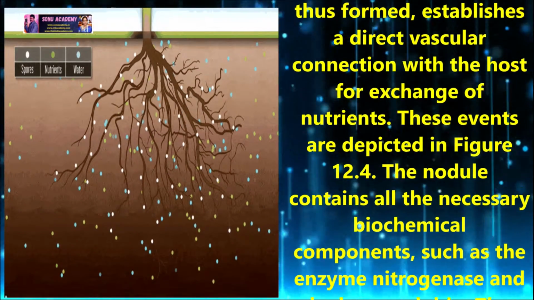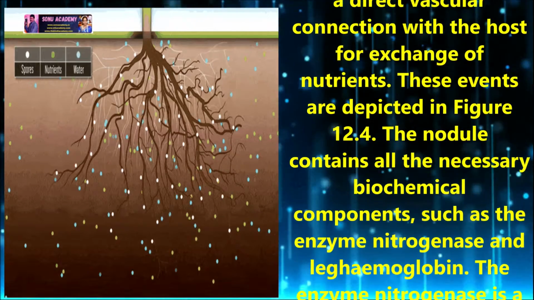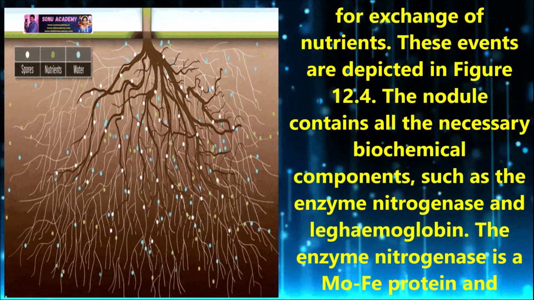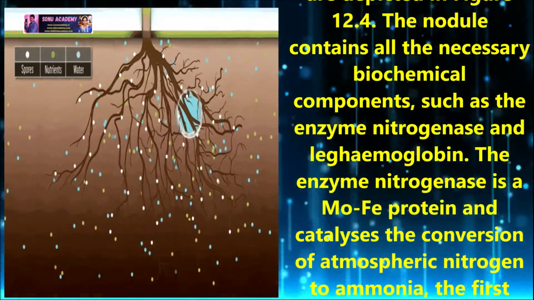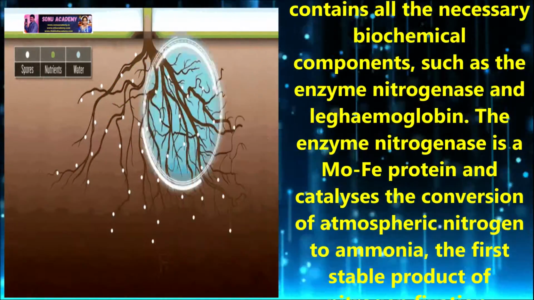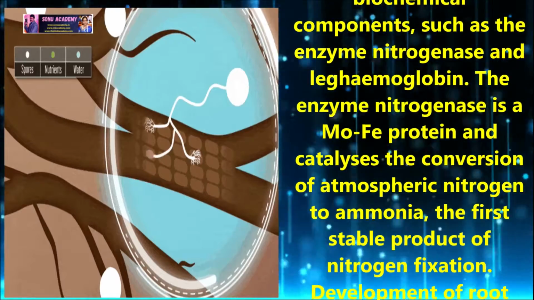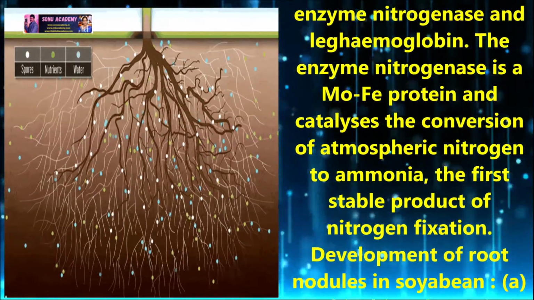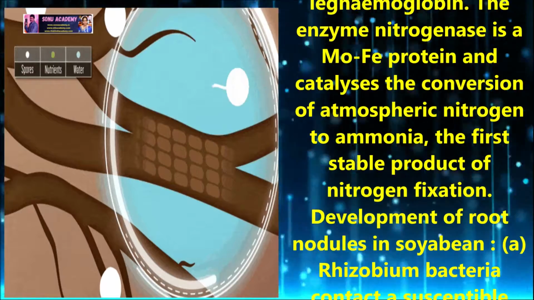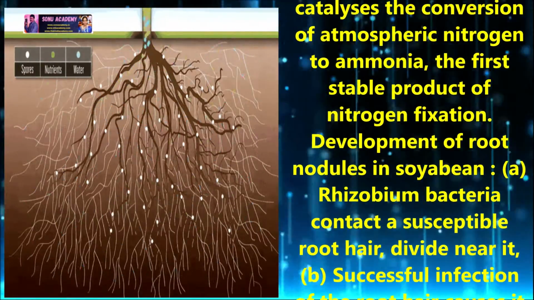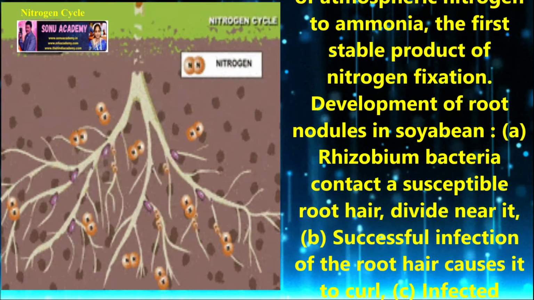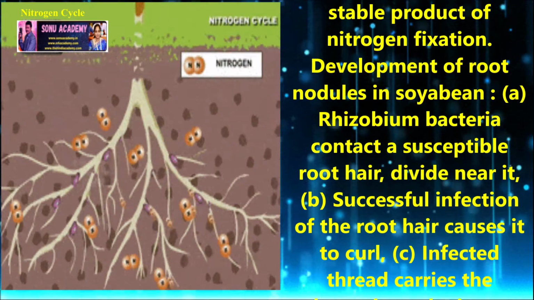The nodule contains all the necessary biochemical compounds such as the enzyme nitrogenase and leghemoglobin, etc. The enzyme nitrogenase is a Mo-Fe protein and catalyzes the conversion of atmospheric nitrogen to ammonia, the first stable product of nitrogen fixation. Children, just look at the examples of development of nodules in a soya bean.